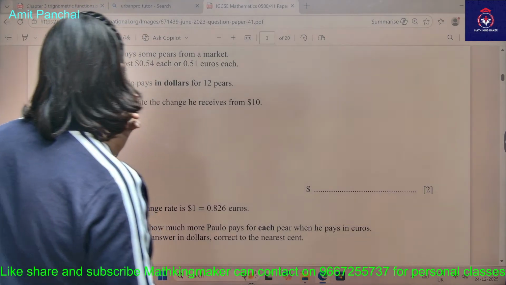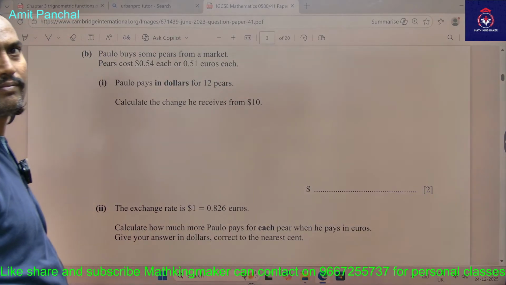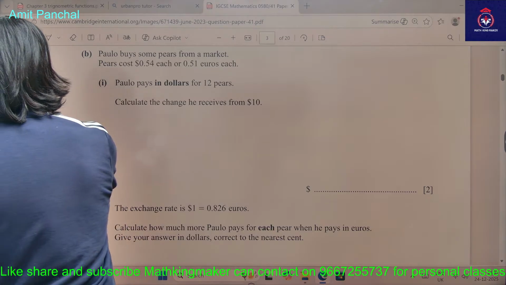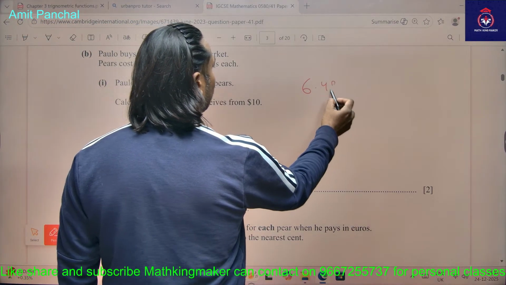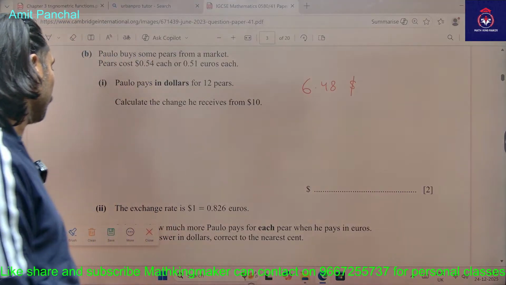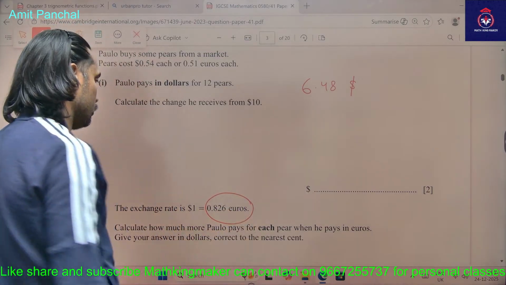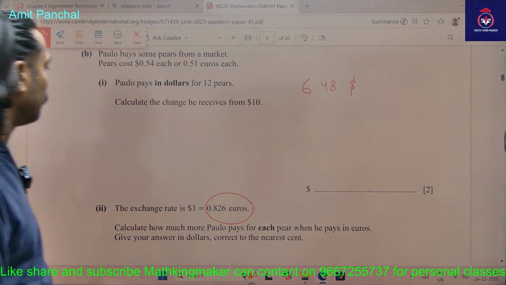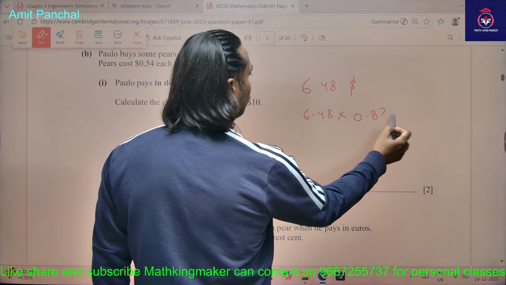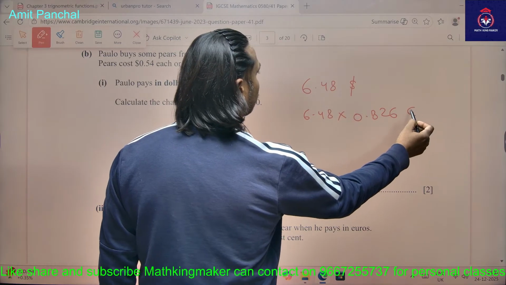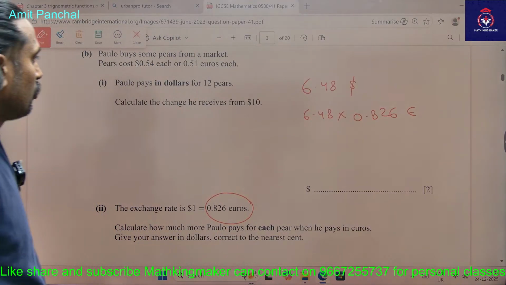He needs to pay for how much? For 12 pears, how many dollars did he pay? $6.48. $6 and 48 cents. Okay. So for $1, you need to pay 0.826 euros. So for $6.48, you need to pay that many euros. Okay. So how much is it?